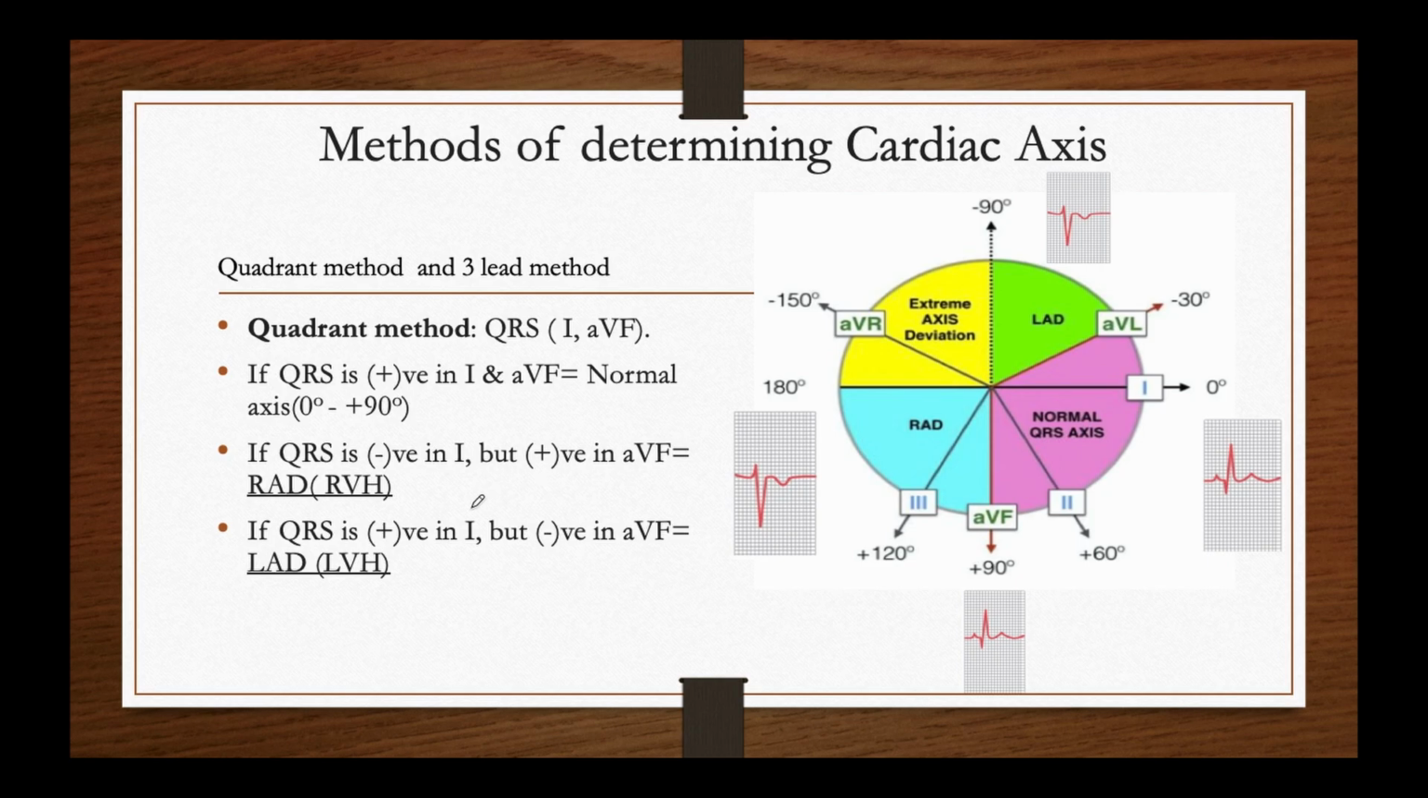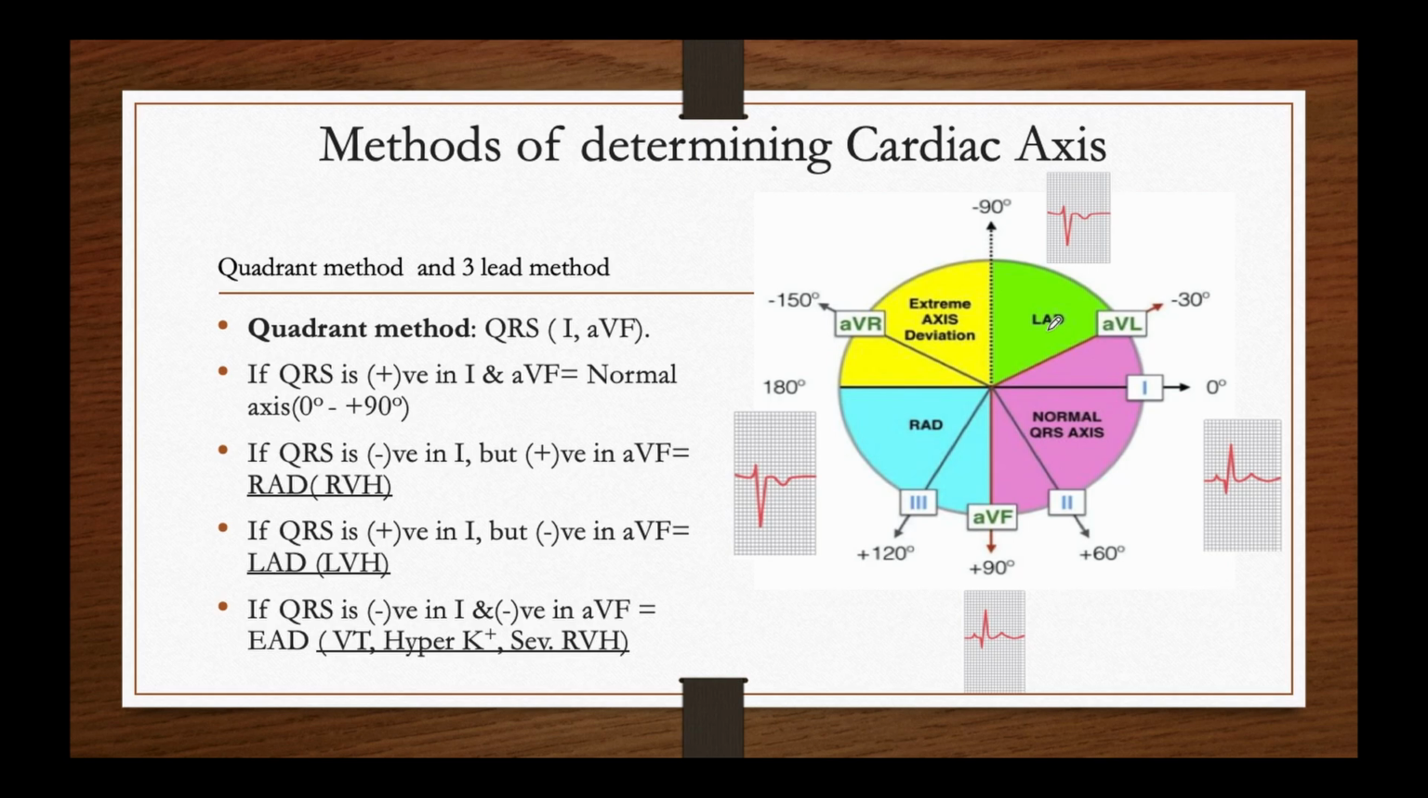Also, if QRS complex is positive in standard lead 1, meaning impulses are flowing towards standard lead 1, as we've seen already, we are going to have a positive QRS complex in standard lead 1. But if impulses are flowing away from AVF, it means we are going to have a negative QRS complex in AVF, as we see over here. And the quadrant which is going to be created will be the left upper quadrant, pointing towards a probable left ventricular hypertrophy.